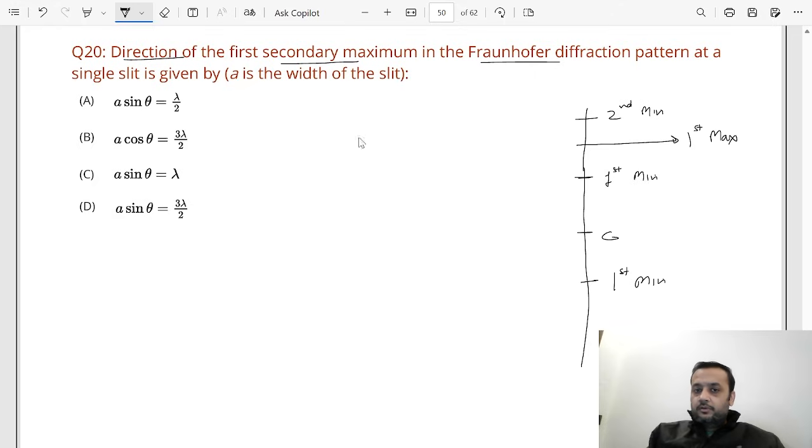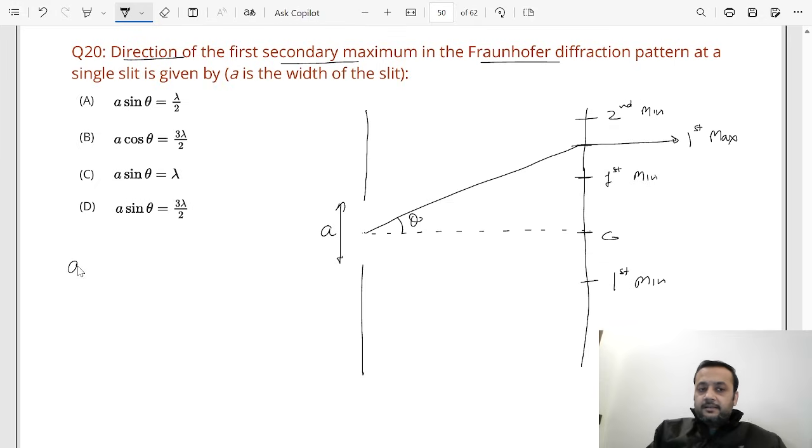So if this is the single slit pattern, and let us say this is the reference line, we can say that if this angle is theta and the slit width is a, then for the first minima the condition is a sin theta equals 1 lambda, for the second minima it is 2 lambda, and for the first maxima it is 1.5 lambda. So for the first maxima, a sin theta equals 3 lambda by 2 is the correct answer.